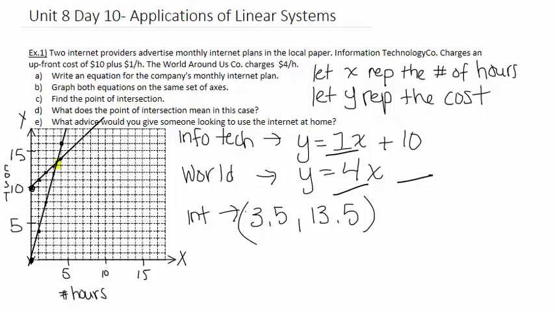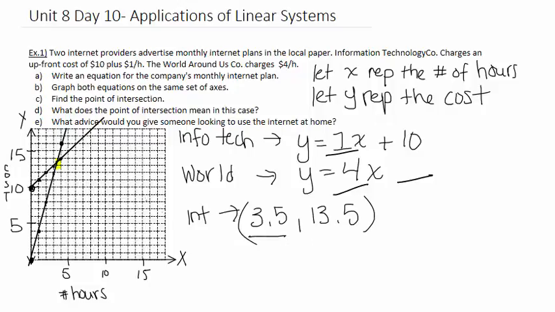So what does the point of intersection mean in this case? This means that if you were planning to spend 3.5 hours on the internet, it does not matter which company you go with, you will get charged the exact same amount. Part E, what advice would you give someone looking to use the internet at home?